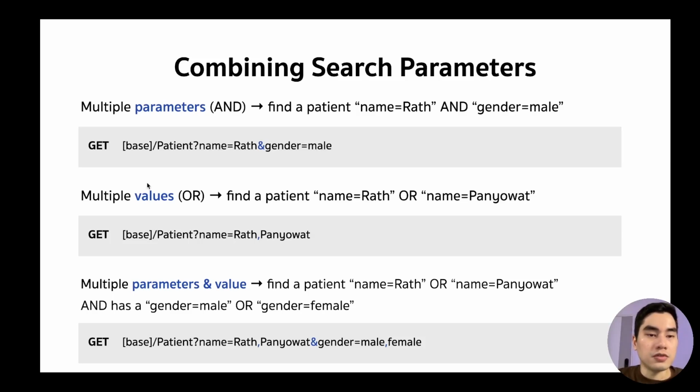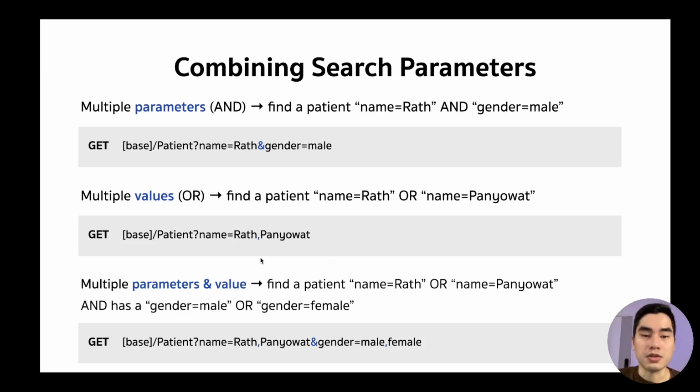You can also provide multiple values. So for example, in this search request, patient name RAD or name Panyawat. In this case, if the patient's name is RAD Panyawat, it will be included, right? But if the name is RAD, the last name is another, it's also included, or the name is other, but the last name is Panyawat, it is also included.